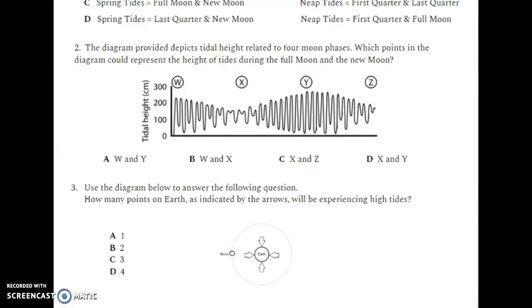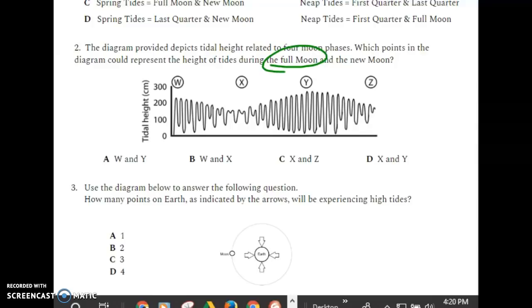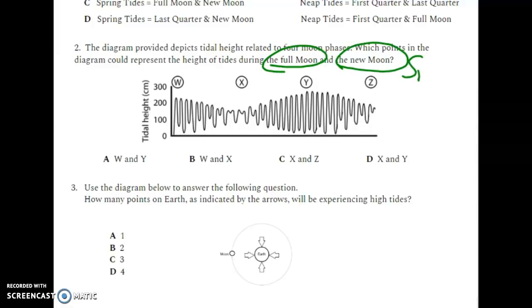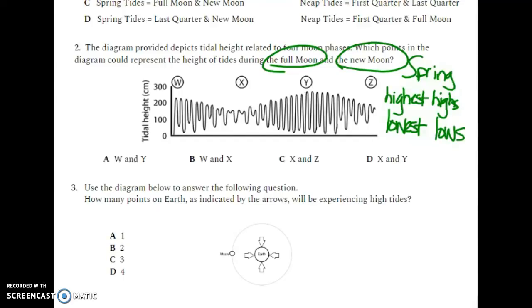Okay, number 2 says the diagram provided depicts tidal height related to 4 moon phases. Which points in the diagram could represent the heights of tides during the full moon and new moon? So I know that during my full moon and new moon, those are considered my spring tides, and my spring tides are going to be my highest high tides, because we do have the earth and sun, the moon and sun pulling at the same time. So highest highs, and where's all that water going? Well, it's coming from our low tide, so our lowest lows. So this is tidal height, so I'm looking for very high tides.